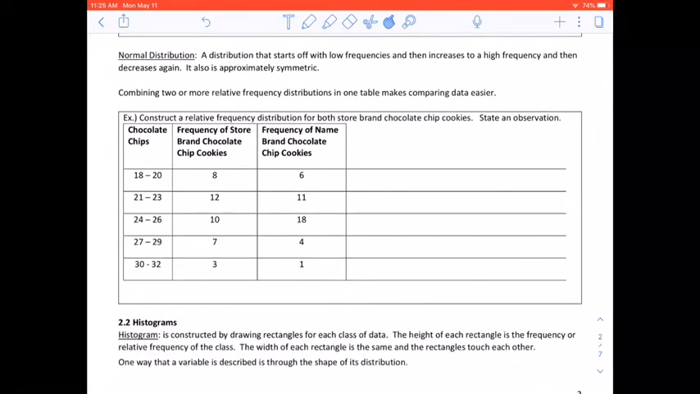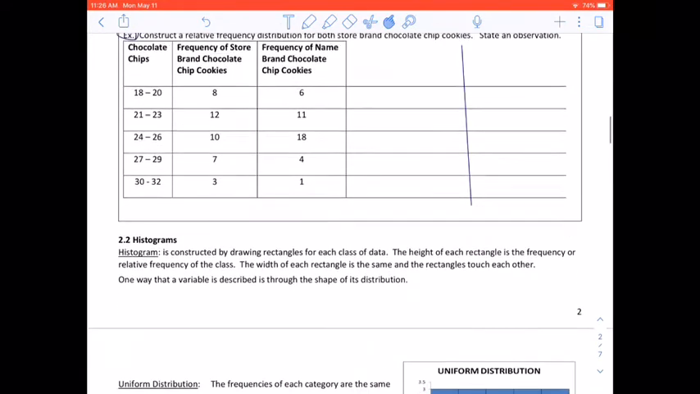The next thing that we have is the normal distribution. This is going to be big for us later on. It's a distribution that starts off with a low frequency, increases to high frequency, and then decreases again. It's also symmetric, so we'll get more into that later. We can combine two or more relative frequency distributions in one table, and it makes it easier to compare. So the example here says construct a relative frequency distribution for both store brand chocolate chip cookies, state and observation. So I'm going to go ahead and circle that problem, and we will do that together, but we are going to have to separate this into two columns and do both relative frequencies for both types of cookies.